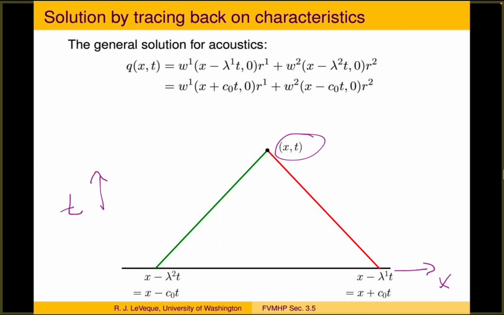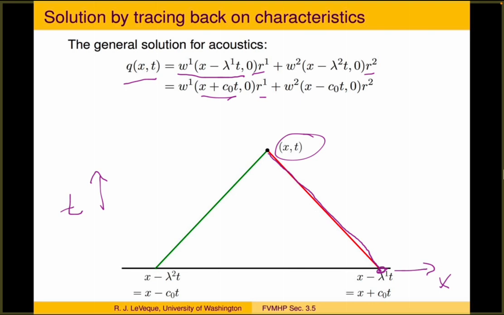We can write the solution Q at this point as a linear combination of R1 and R2, and the coefficients are simply W1 evaluated at x minus lambda 1 t. In the case of acoustics, lambda 1 is minus c0, so that becomes x plus c0 t. That would be saying we take W1 back to this point and look at the initial data at this point x and calculate, if we do the eigen decomposition of Q at this point, then we take the W1 component here, and that's the coefficient of R1 in our solution at this arbitrary point x, t.